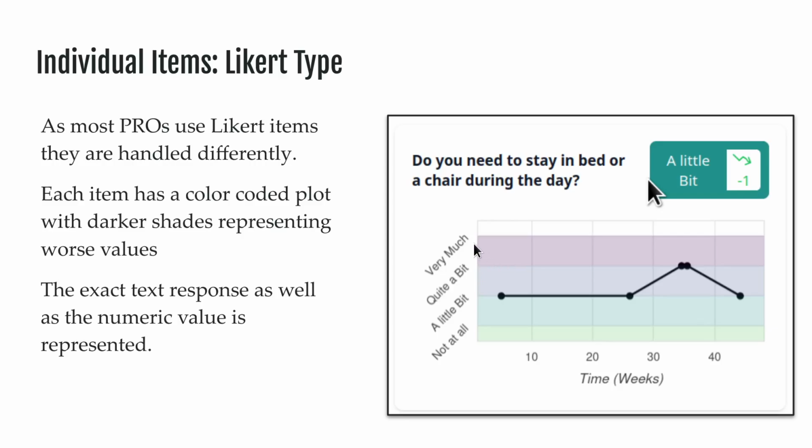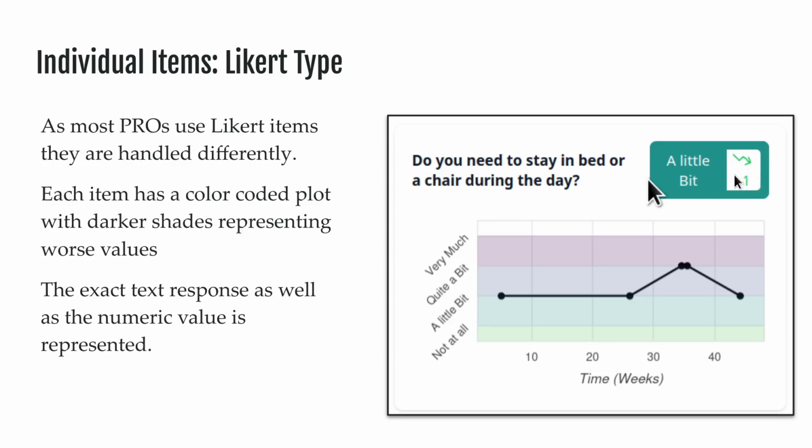So for example, if the item is such that a higher score indicates a worse outcome, then the higher values will have darker shades and the lower will have lighter shades. The exact text response as well as the numeric value is represented over here, and the color code matches the color that is provided.